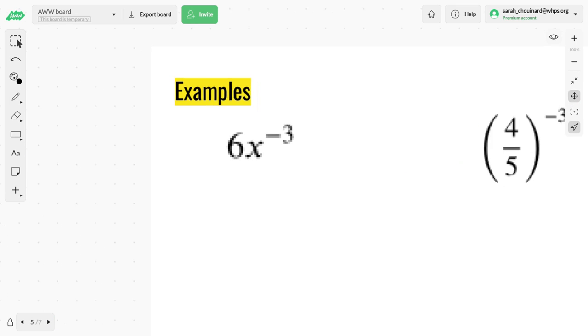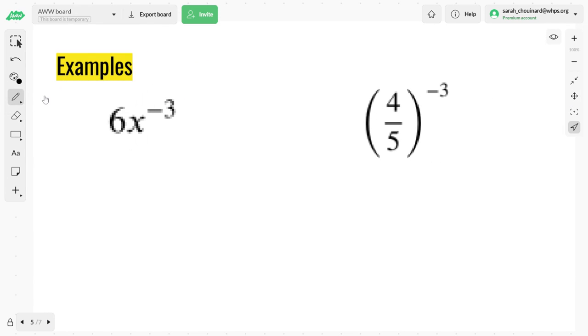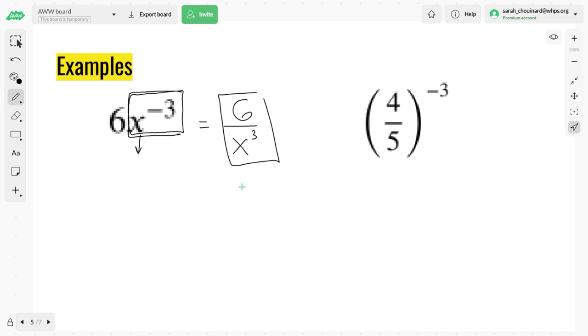So a couple examples. For this first one, the only thing that needs to become the reciprocal is the x. The negative 3 power is not attached to the 6, so the only thing that needs to move down to become the reciprocal is the x to the third power. So 6 stays up top, x to the third moves to the bottom, to the denominator, to become the reciprocal.